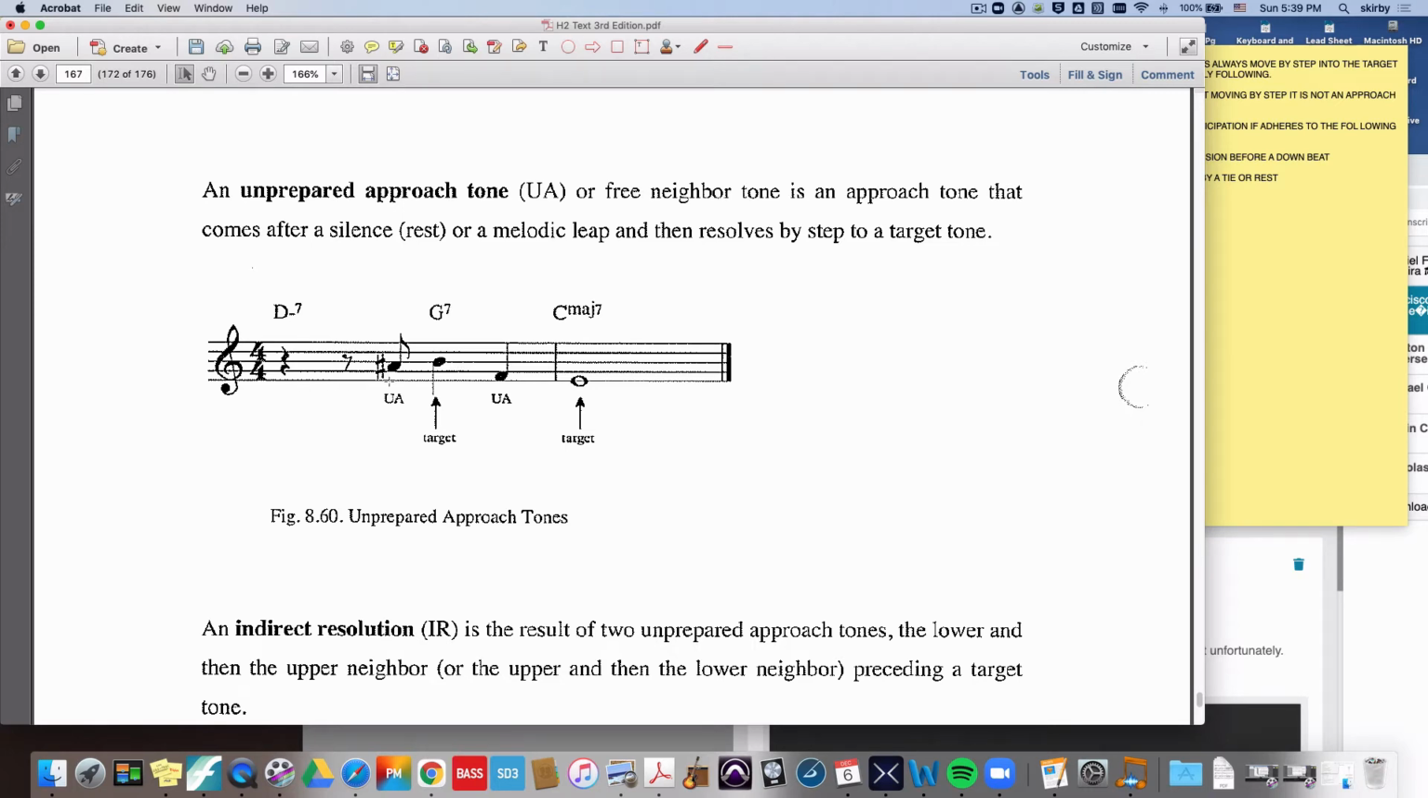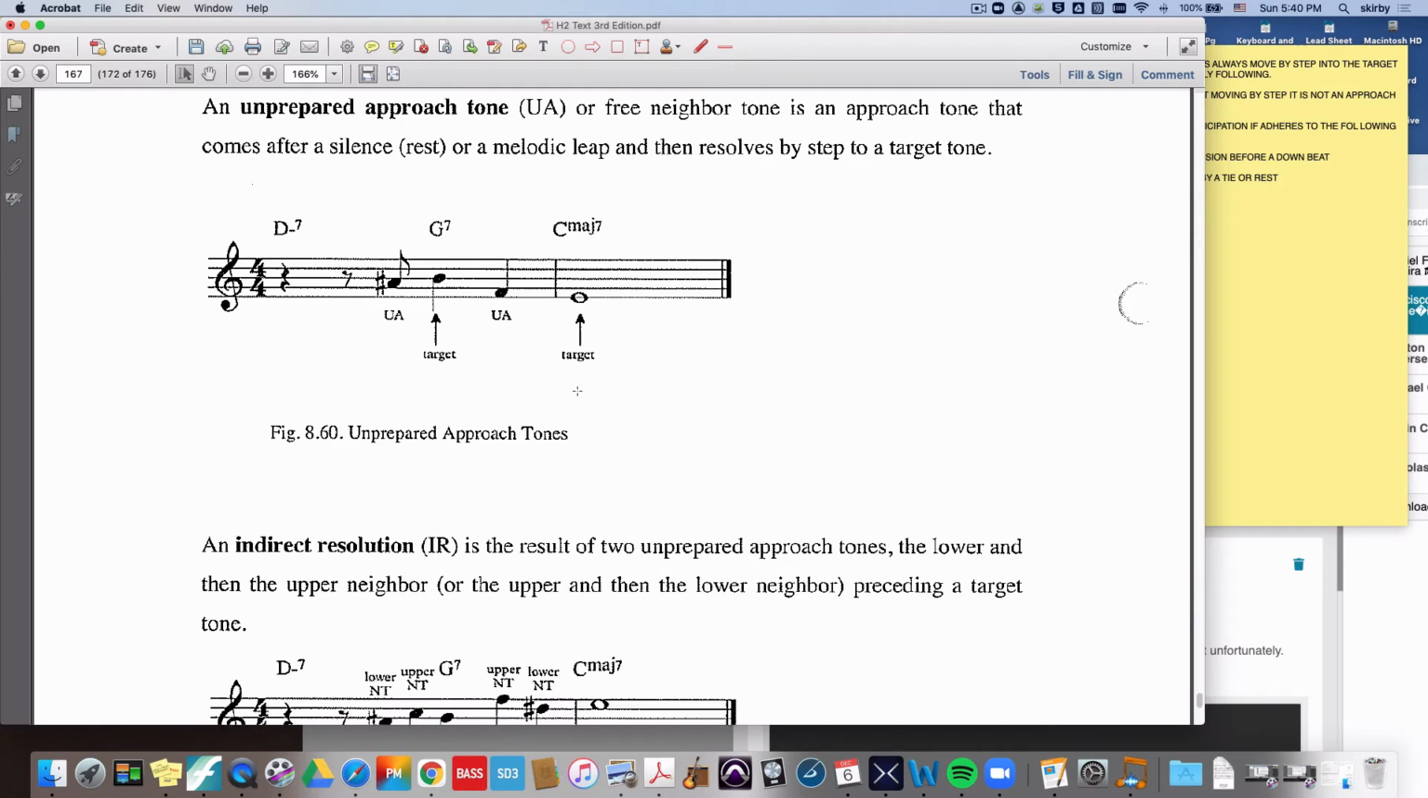Here's one way to have an unprepared approach: to proceed with a rest. Here's another way to have an unprepared approach, to precede it with a leap. So that's why this is unprepared, but it still resolves by step into its target.